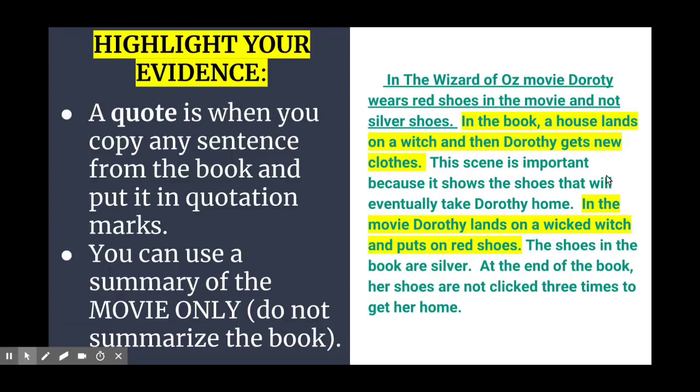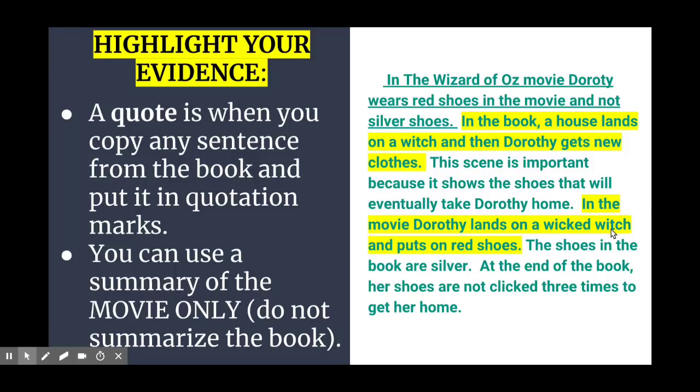Here's an example. I highlighted my evidence in yellow in this example. And the first one says, in the book, a house lands on a witch and then Dorothy gets new clothes. Now, there's something wrong about this. See if you can spot it before I tell you. The thing that's wrong about this first quote right here is that I'm paraphrasing. I didn't find an actual quote. I just paraphrased what happens, and that's it. Now, for your essay, you need to find a quote as your evidence. I did not find a quote in this example, so I need to fix it.